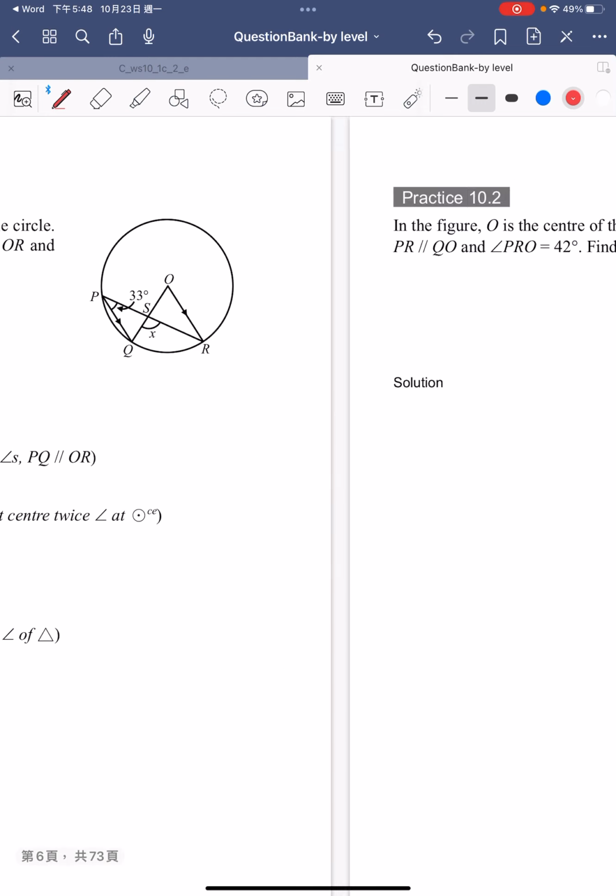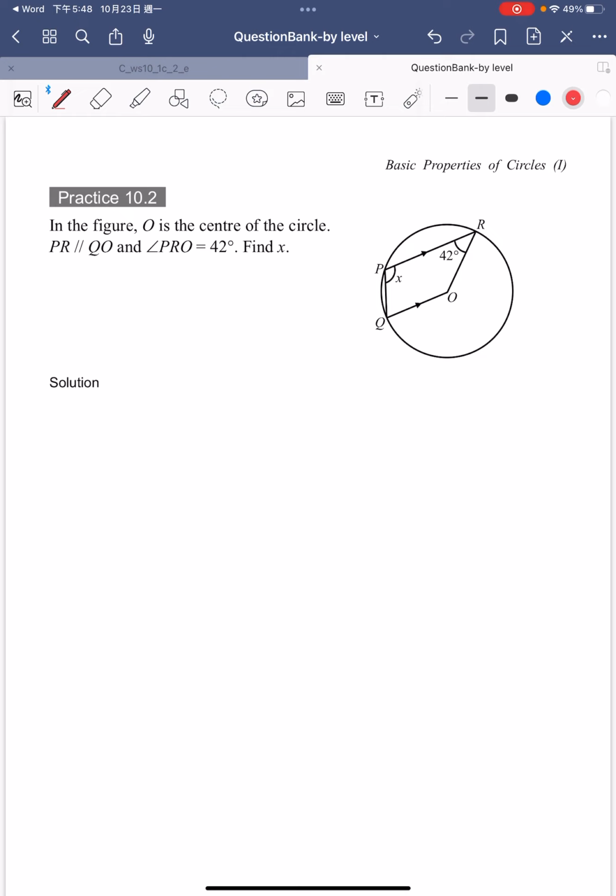Now we can do the practice 10.2. First of all, they told you that O is the center, so this is the center, and we have PR parallel to QO, and angle PRO is equal to 42 degrees. We need to find out the value of X. If these two lines are parallel, this angle and this angle added up will give you 180 degrees by using the interior angles.